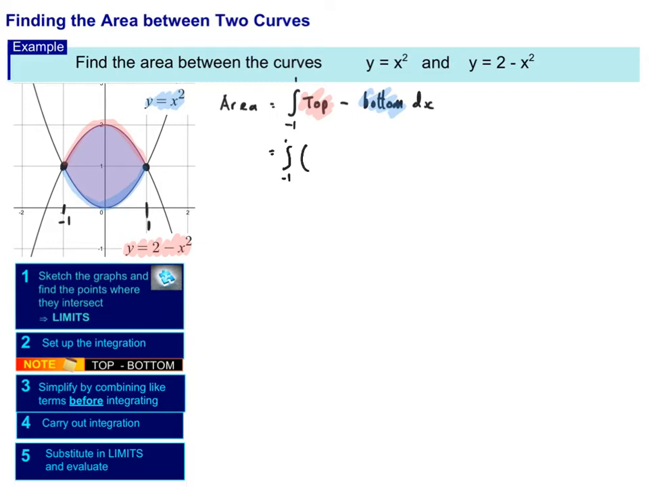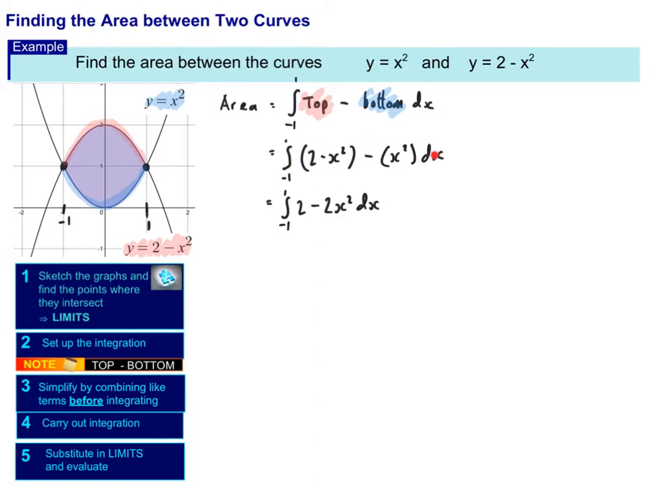And I am going to do the top function minus the bottom function. A little bit of overkill with the brackets here because I have got this thing and I'm going to subtract an x squared from it. So I am going to have 2 minus, well, I've got minus x squared minus another x squared. So I'm going to have minus 2x squared dx.